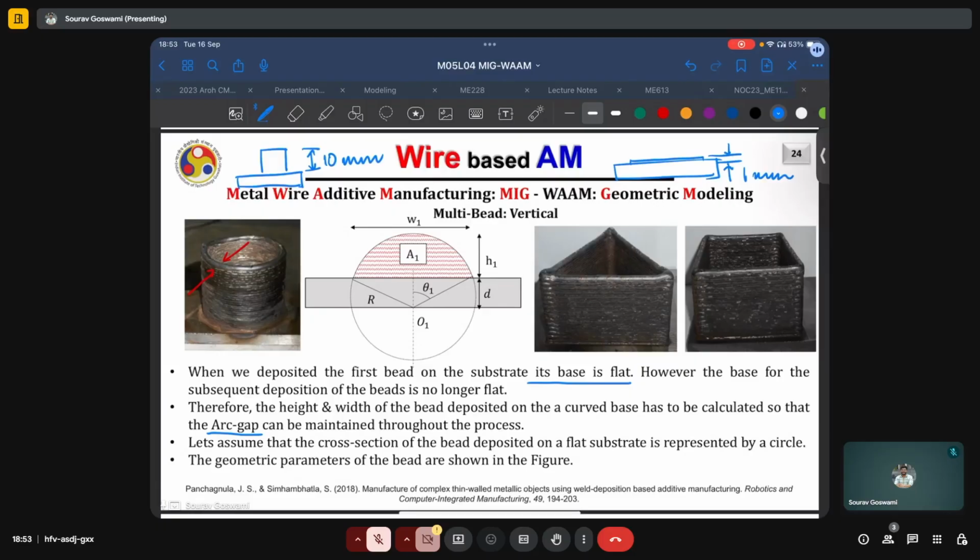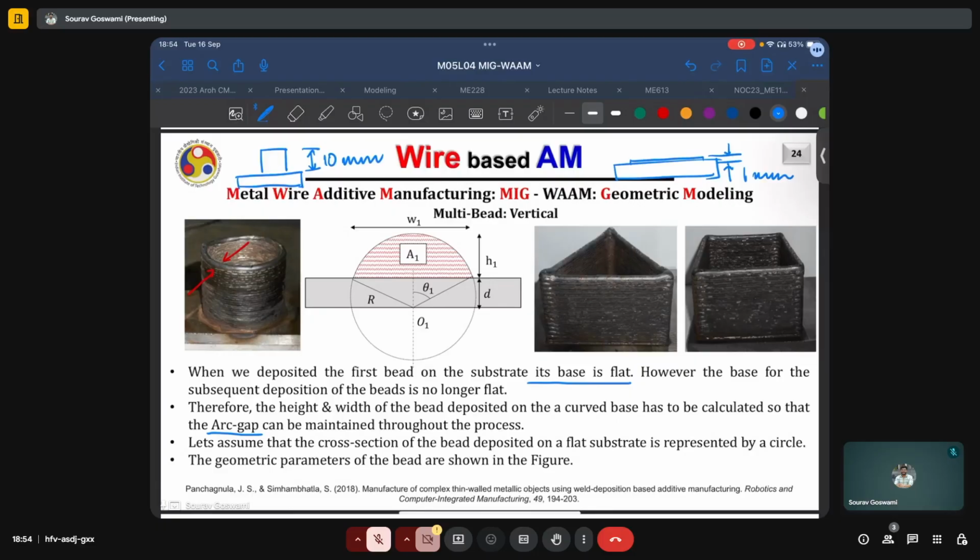Because typically what we find is the deposited height is less than the design height. Your slicing software will simply assume this to be true, and will not compensate for any losses in height. And thus, it is very important to know the actual height of beads deposited far away from the substrate for building accurate geometries. Another aspect, as we saw, is that we should know this distance so that we are able to maintain a constant arc gap or constant standoff distance for maintaining isotropic properties.